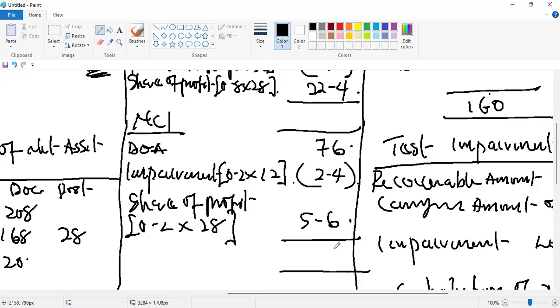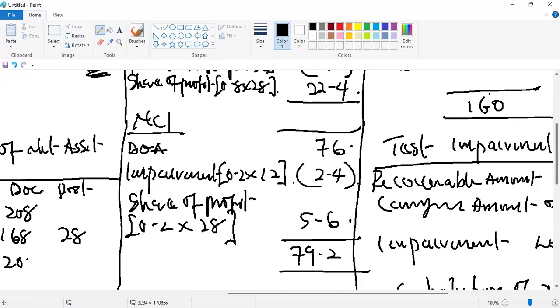79.2. This is 76 plus... I doubt what you have said. Yes, it's correct. It's 79 impairment, minus 2.4 plus 5.6. 76 minus 2.4 plus 5.6. What did I have? 79.2. 79.2, okay.